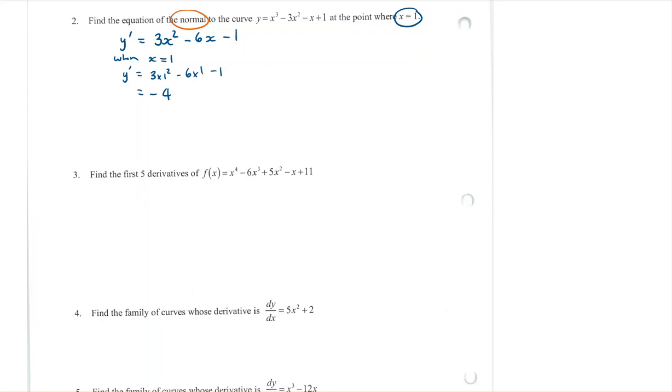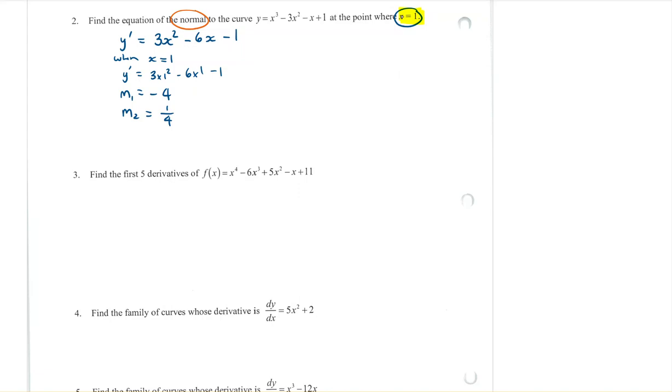Okay, I need to know the gradient of the normal. So this would be what I would call the m1. That's my tangent gradient. The normal, which we normally call m2, is the negative reciprocal, which is going to be a positive quarter. I know a gradient, and to find the equation I'm going to have to use the point gradient formula. There's one extra problem with this question in that I wasn't given a whole point. I was only given an x value. So you have to find the y value before you can use the point gradient formula.